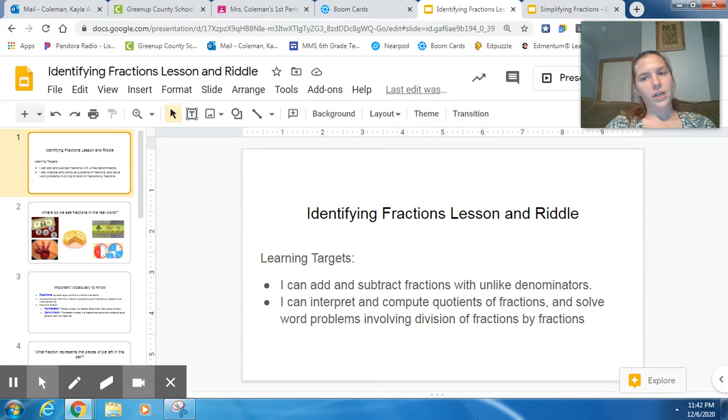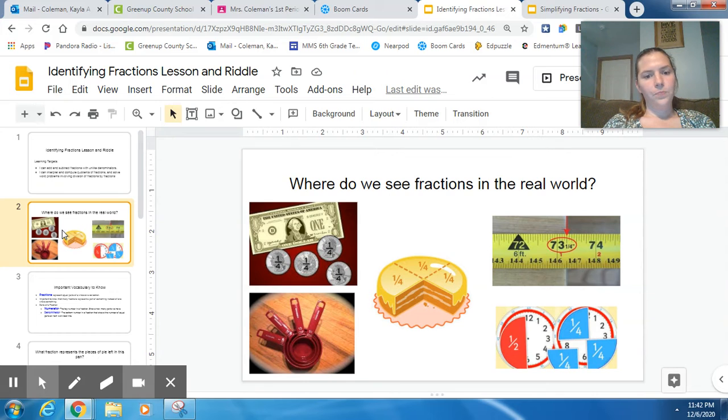So starting off at the basics, this is our first lesson video. This is over identifying fractions. Just figuring out what a fraction is, what a fraction looks like, what the different parts of a fraction are, just how to identify what those parts are. So our learning target is over adding, subtracting, multiplying, and dividing fractions. Again, it's going to be a while before we start that. We're just starting off with the basics.